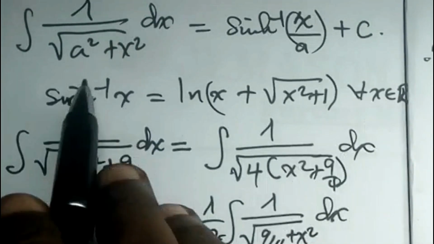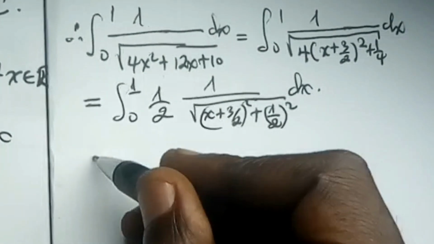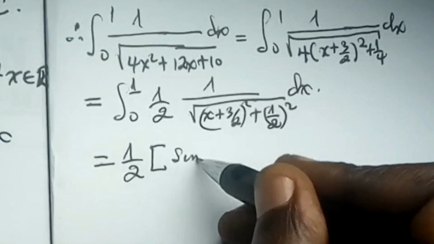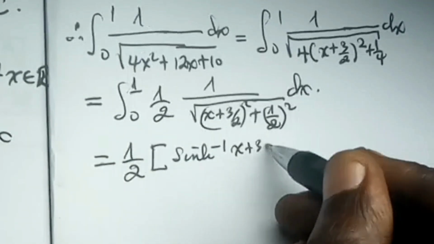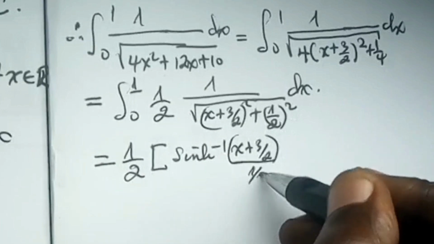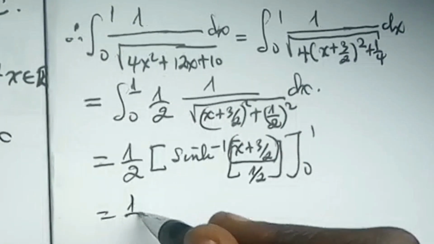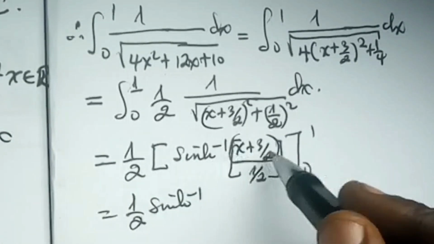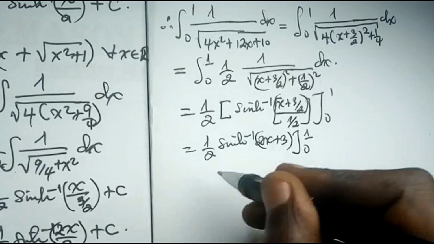And so I can now apply the standard formula, which has the integral of this. In that case, I will be talking of this being equal to half into sinh inverse of this expression, that is the square here, which is x plus 3 all over 2, divided by a, and a here is half, from 0 to 1. This should be half sinh inverse of the same as multiplying by 2. The 2 would expand the expression to give 2x plus 3 from 0 to 1.